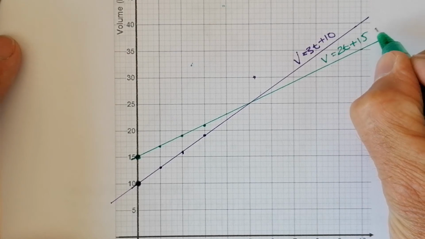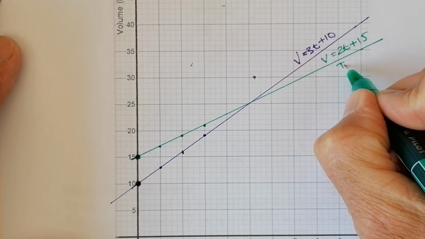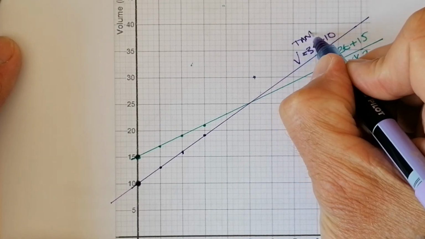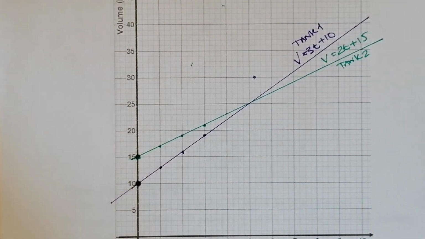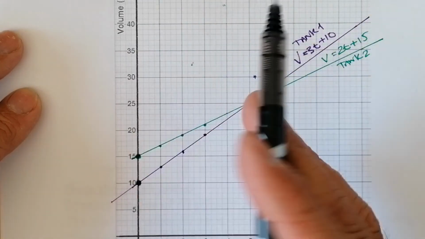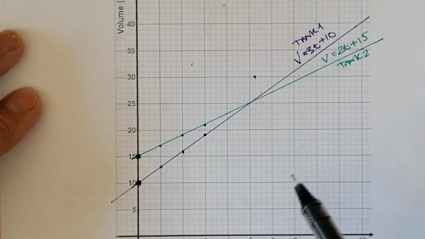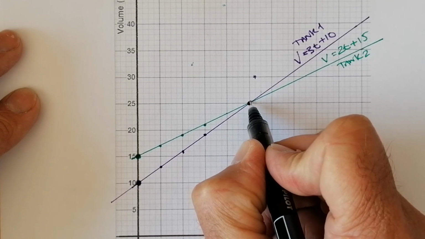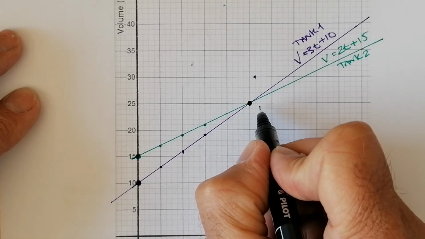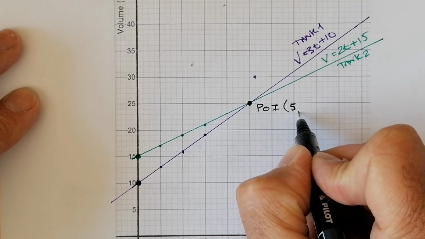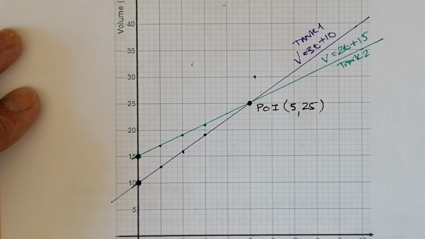Now the green line is tank 2, so that one there is tank 2, and the purple line is tank 1. What I'm looking for is the point of intersection. What we're asking for is what point do we get where the tanks hold the same amount? So it's that point there, and only that point. If I look at the coordinates of that, the point of intersection is going to be (5, 25). So 5 minutes along, 25 litres both tanks will hold.